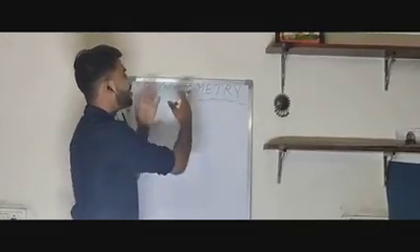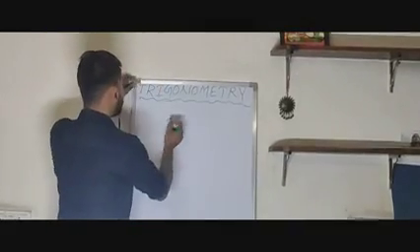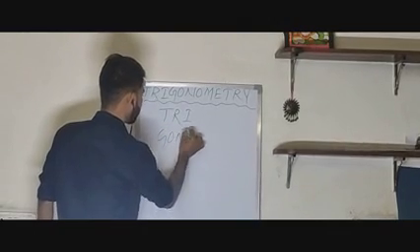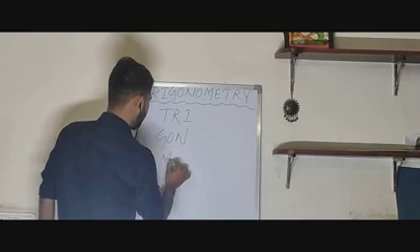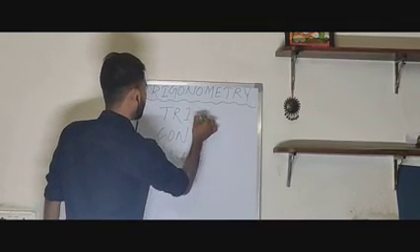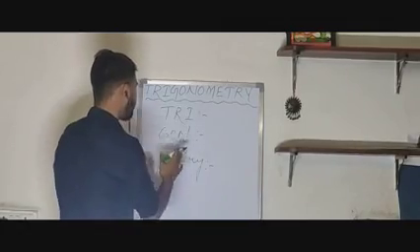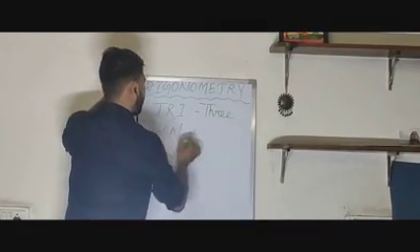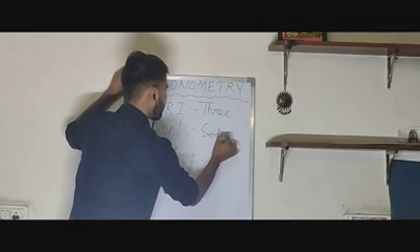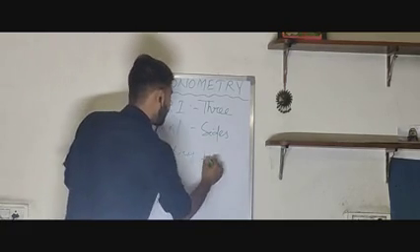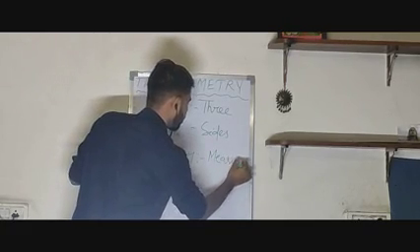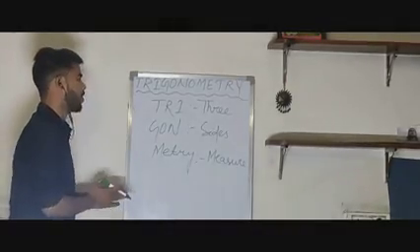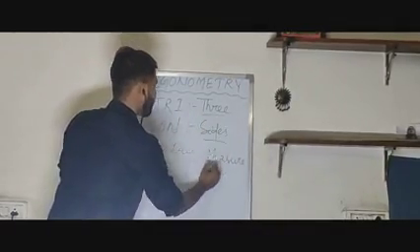Basically, the word trigonometry consists of three Greek words: tri, gon and metry. So what is the meaning of tri, gon and metry? Tri means three, gon means sides, and metry means measure. So this is the meaning of trigon, and this is the meaning of trigonometry: three sides measure.